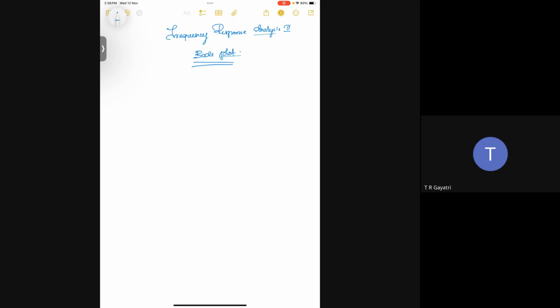Right. As we saw while taking an introduction to frequency response analysis, frequency responses are the response of a system when the input is a sinusoidal input. So the Bode plot is the visual representation of that for a sinusoidal transfer function.